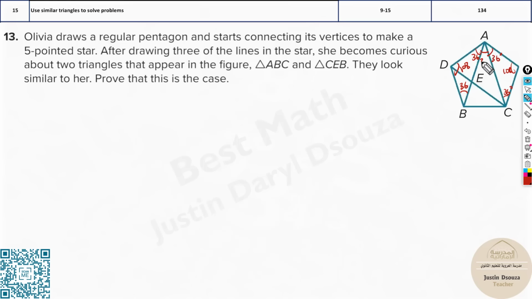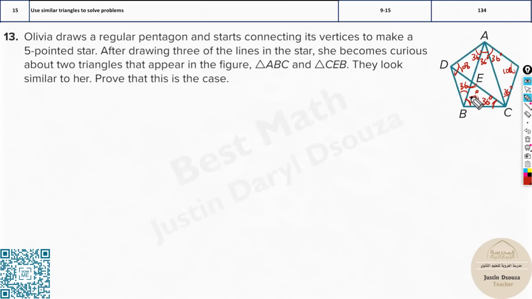Oh, it's 36 itself. So 36, 36, all these are 36. Now I know A is 36. What about this side? This is also 36 degrees. Now this one is 72 degrees, but we have this already, 1B is the same for both the triangles. And now 36 and 36 is the same. So no matter what, this must be equal.